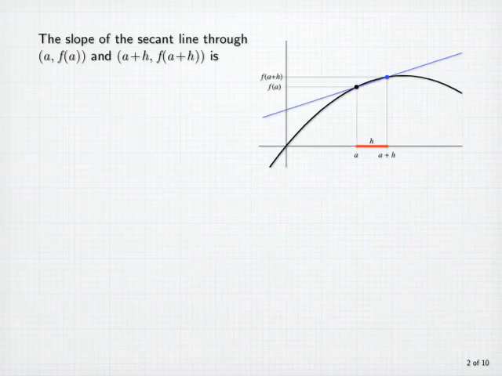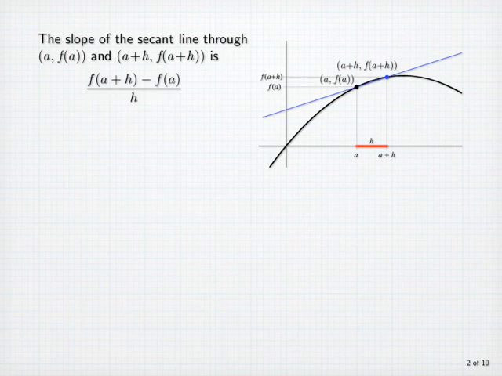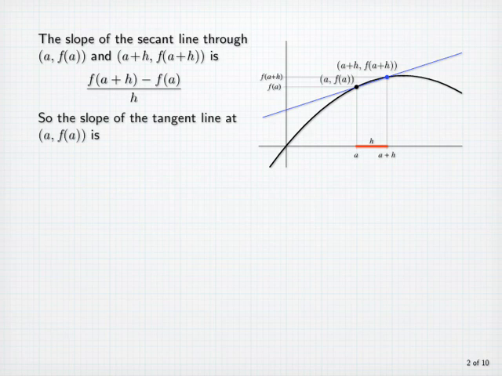The slope of the secant line through (a, f(a)) and (a+h, f(a+h)) is the quotient (f(a+h) - f(a)) divided by h. This is just an application of the standard formula for the slope of a line through 2 points. This quotient is often called the forward difference quotient for f at the point (a, f(a)). So the slope of the tangent line at (a, f(a)) is the limit as h approaches 0 of these quotients.